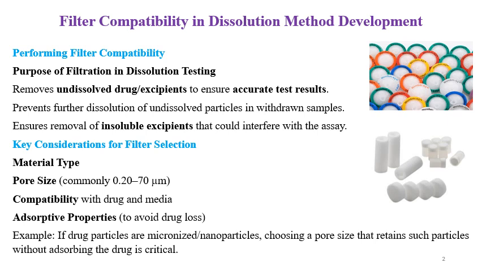That's why filtration is required, so performing filter compatibility becomes very important. Now, key considerations for the filter selection. How will you select the filter? First, material type, pore size, compatibility, and adsorptive properties are required to be considered. Pore size commonly 0.2 micron to 70 microns can be used. Compatibility with the drug and the media should be there, and it should not adsorb the API, because if it adsorbs the API, you will get lower or variable results. For example, if the drug particles are micronized or nanoparticles, choosing a pore size that retains such particles without adsorbing the drug is critical.